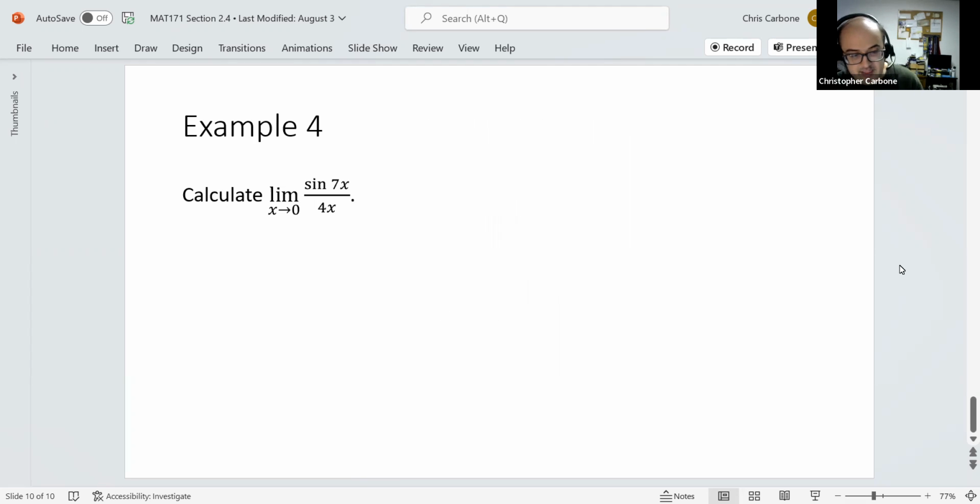So with this last example, we want to calculate the limit as x approaches 0 of the sine of 7x divided by 4x. In order for us to do this, right before we actually do the limit, I want to rewrite that sine of 7x divided by 4x very briefly by multiplying both the numerator and denominator, in this case by 7 divided by 7, which is just like multiplying by 1 since the numerator and denominator are the same.